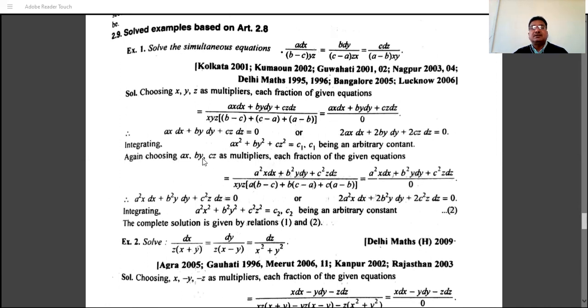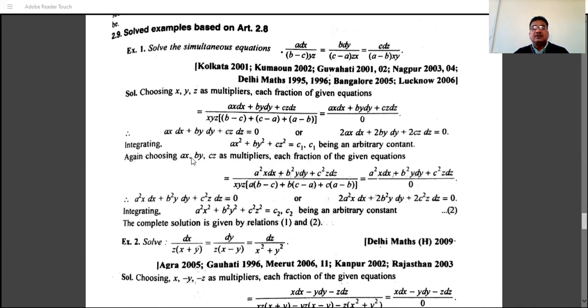So these are the multipliers ax, by, cz. Each ratio is equal to, each fraction is equal to, then multiply by ax to the first fraction. We have a square x dx plus b square y dy plus c square z dz divided by, multiplied by ax plus by plus cz, and we have the answer 0. And therefore a square x dx plus b square y dy plus c square z dz is equal to 0.